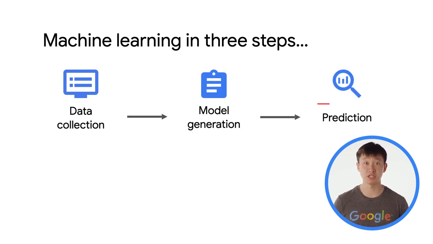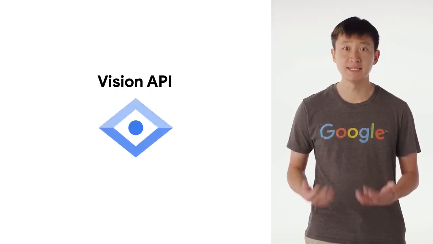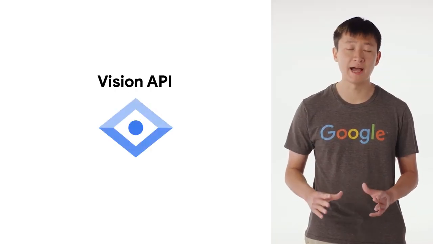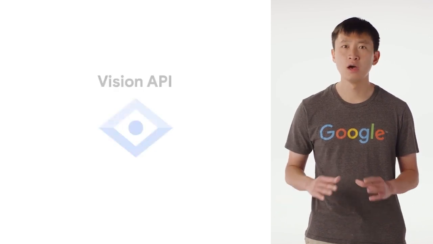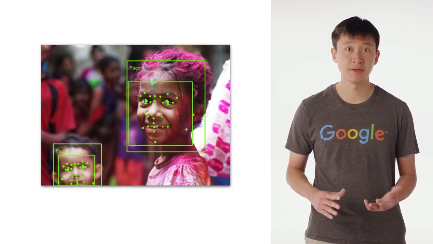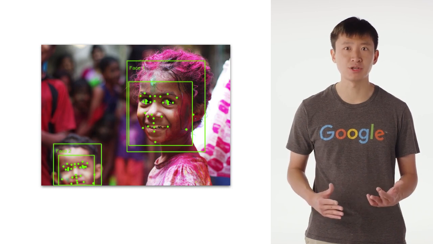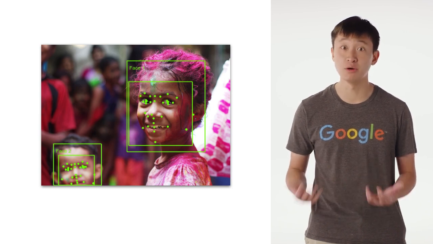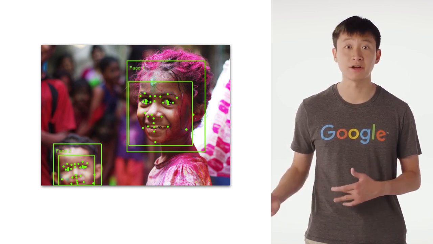Allowing you to jump straight to the prediction aspect, where you give the API data and get back information about that data. The Vision API lets you gain insights about your image using Google Cloud's pre-trained vision models. One feature is face detection, detecting different faces in an image along with the likelihood that each face has emotions like joy, sorrow, and anger.